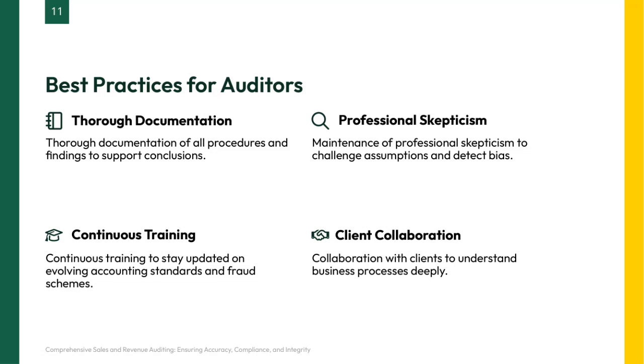When it comes to best practices for auditors, there are 4 key areas to focus on. First is thorough documentation. It's essential to carefully record all procedures performed and findings observed, so that conclusions are well supported and transparent. Next, maintaining professional skepticism is crucial. Auditors need to constantly question assumptions and be alert to any potential biases or inconsistencies that might affect the accuracy of the information.